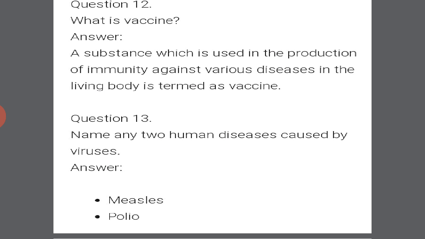Next is: name any two human diseases caused by viruses. It is measles and polio. Polio can also be spread by a virus. India started a campaign way back to stop polio, and India is among the first countries in the world which is free from this particular disease, polio, spread by viruses.